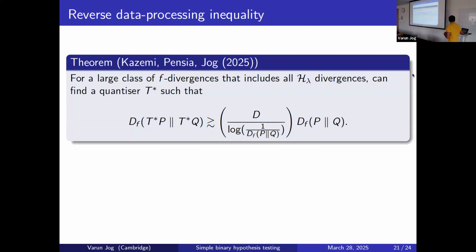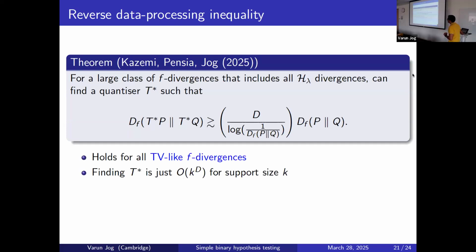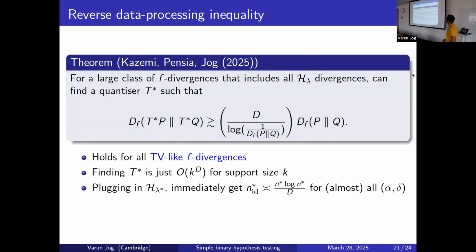Right. So once you have this reverse data processing inequality, you can immediately conclude that if identical channels is all that you care about, and we already said that sequential is the same as non-identical is the same as identical, so let's just study identical. In the identical regime, you can see that n star identical is n star log n star by d. So roughly it says that communication constraints or quantization constraints are benign in pretty much all the regimes of alpha delta. It gives you a log factor growth at most.